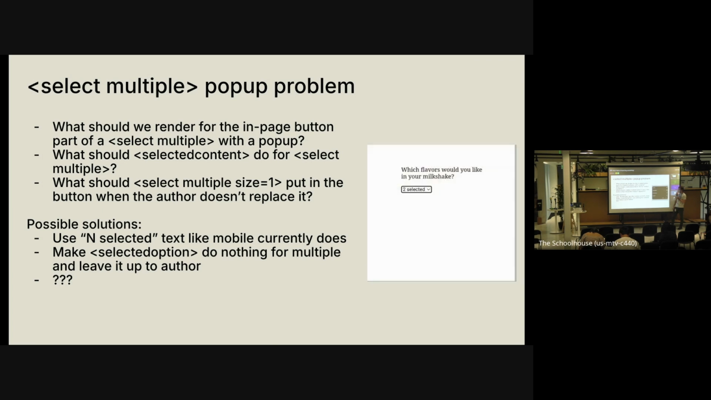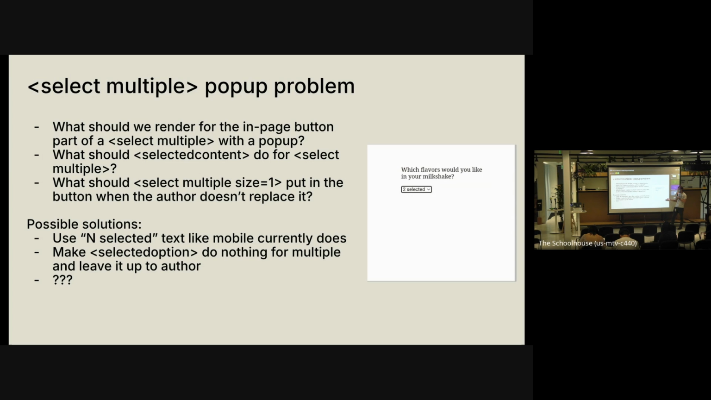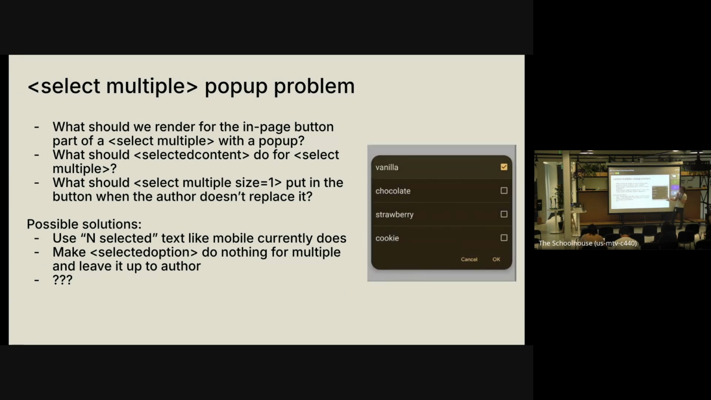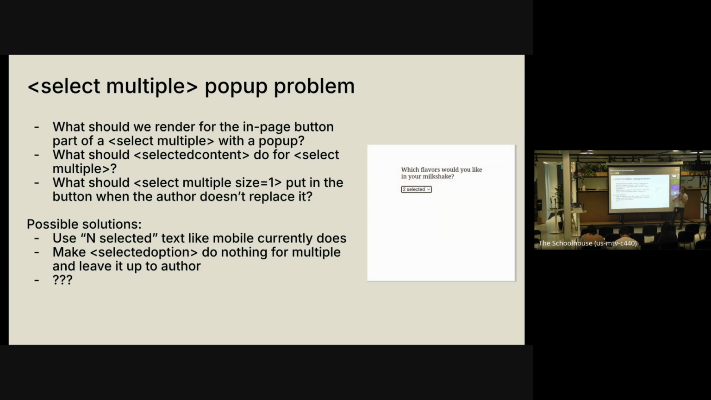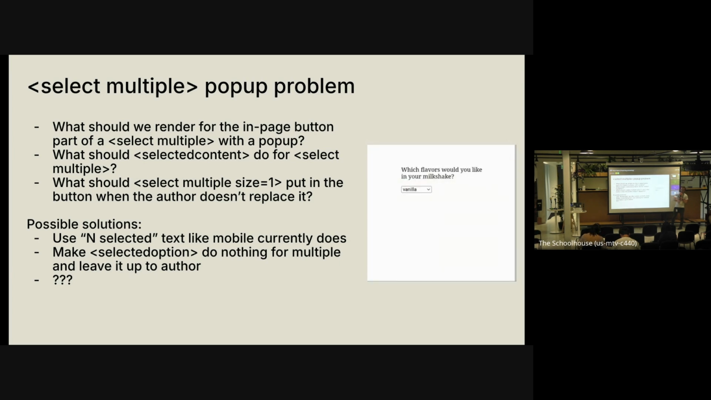So some options that we have for customizable select multiple with a pop-up is that we could follow this and just give this text that says n selected, or the text of the current option by default. And there's also a question of what we should do with the selected content element. The selected content element is something we introduced with customizable select to declaratively clone the contents of the currently selected option into the button.